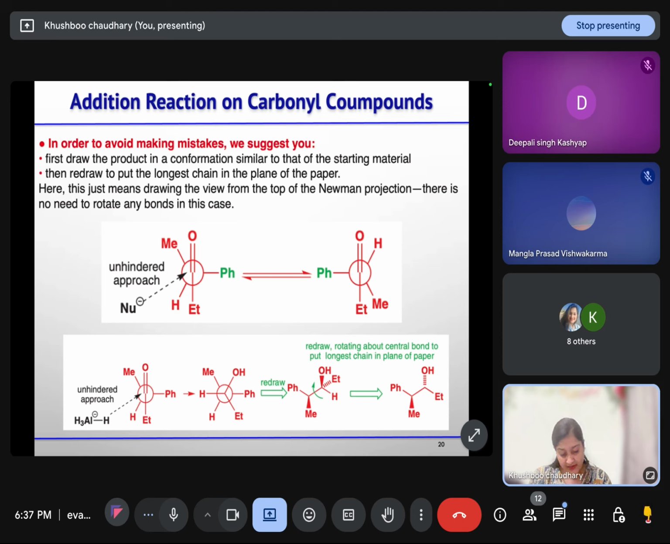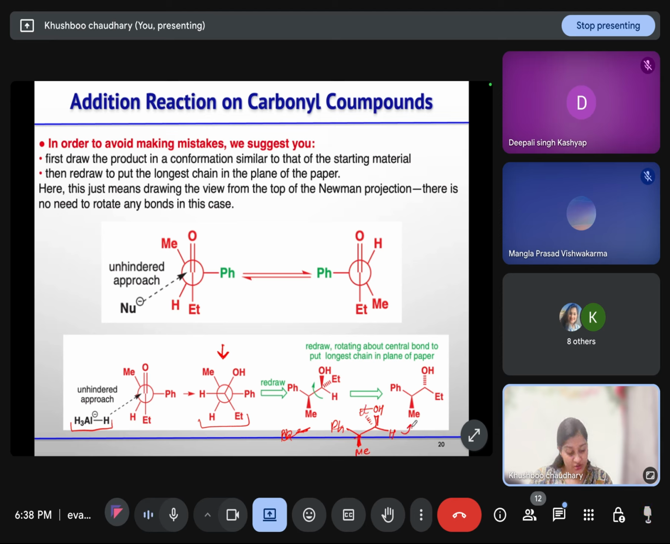So one more example, that is if lithium aluminum hydride approaches, it will also approach from the hydrogen face. Now if we want to draw it, if we are seeing from this side, so this is the phenyl group, this is phenyl, and here is our hydrogen, if we will say. So we will see that if we are seeing from this side, our methyl is above and hydroxyl is above and ethyl is below.